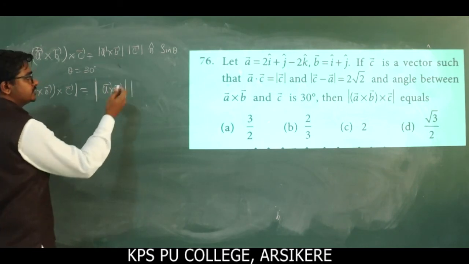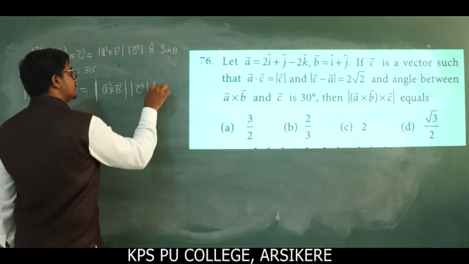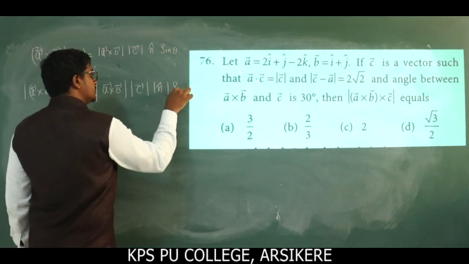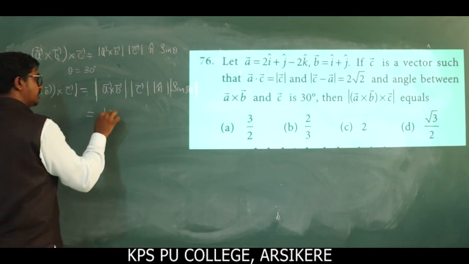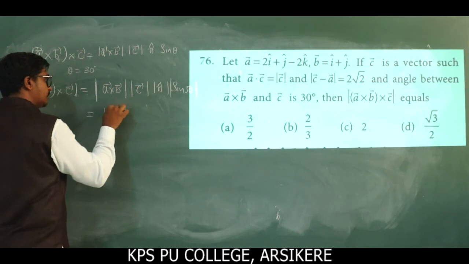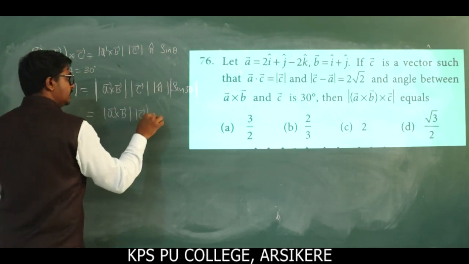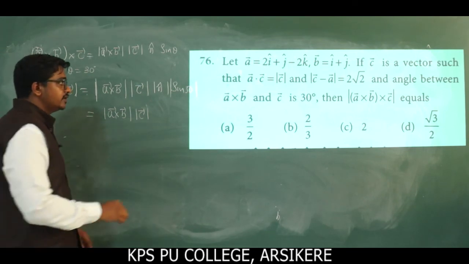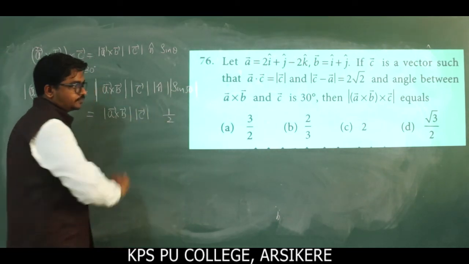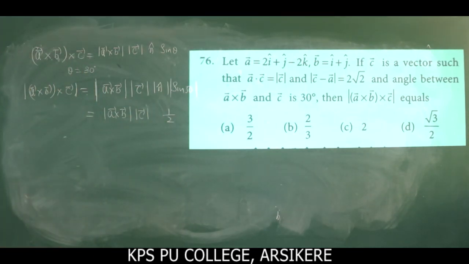Again, magnitude, it is not a problem here. You see here, this is n cap into sin 30. This becomes magnitude of vector A cross B into magnitude of vector C into magnitude of n cap. n cap is a unit vector, corresponding magnitude is 1, and sin 30 is 1 by 2.